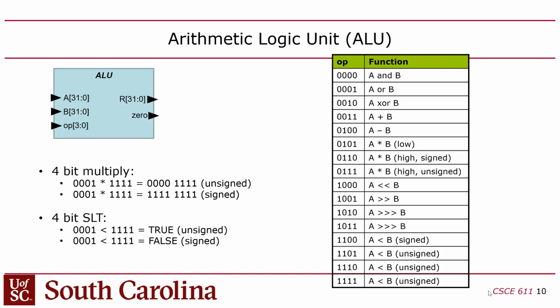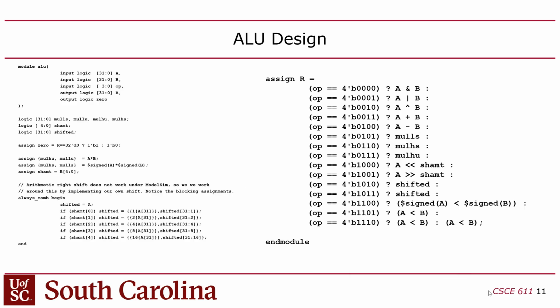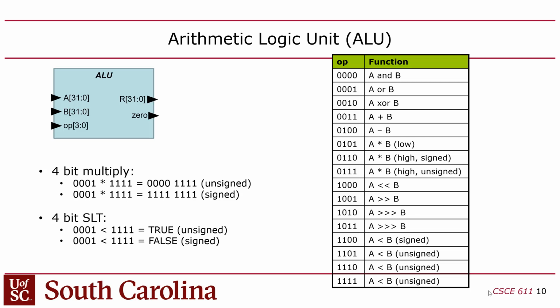Wait a minute, let me double check that. Let's look at the code and make sure that's right. Yeah, assign 0 equals, if R is 0, then 1, otherwise 0. So that's what this line of code does right here. It's just one little assign statement that takes care of the 0 flag. You guys with me?